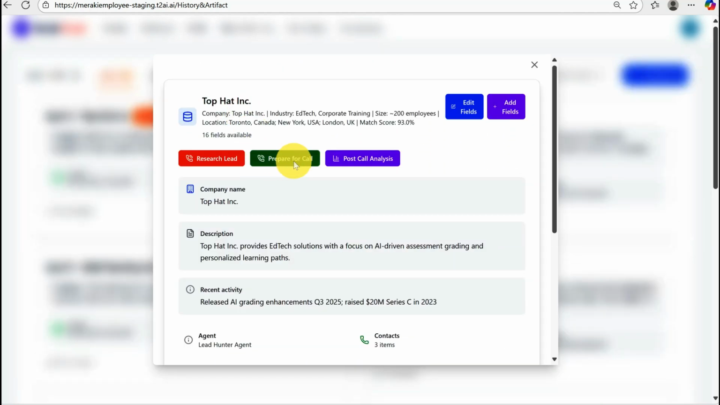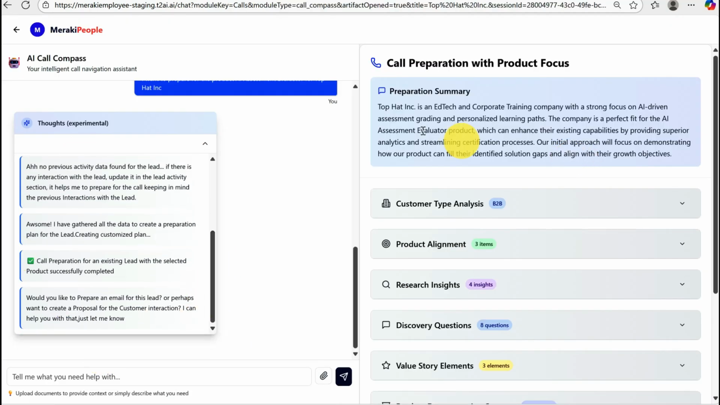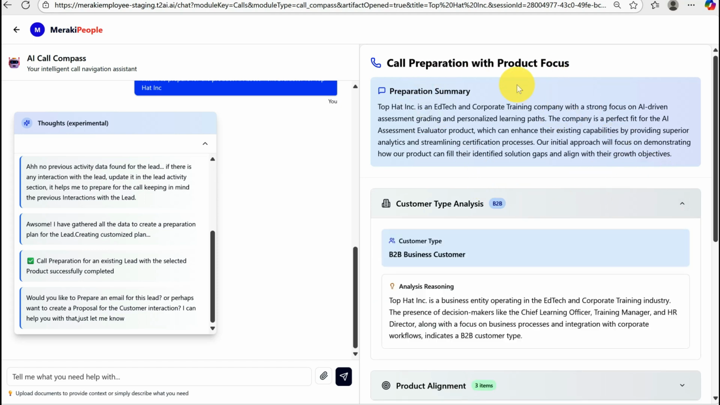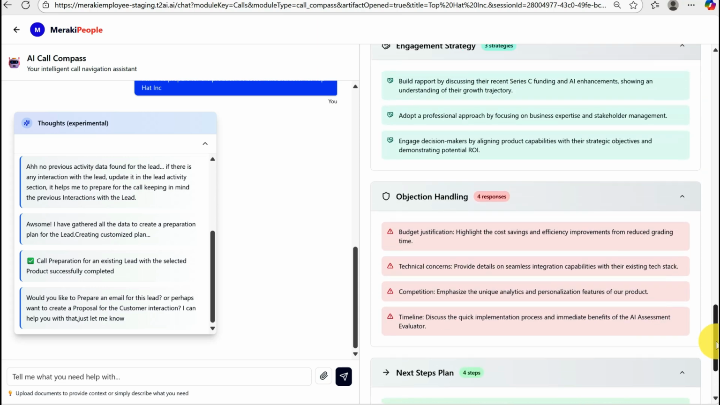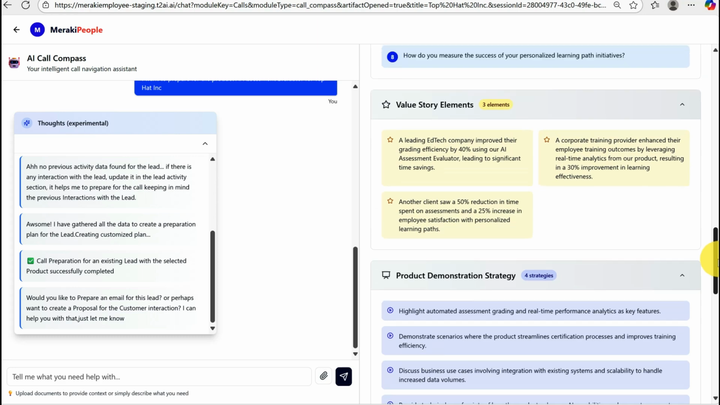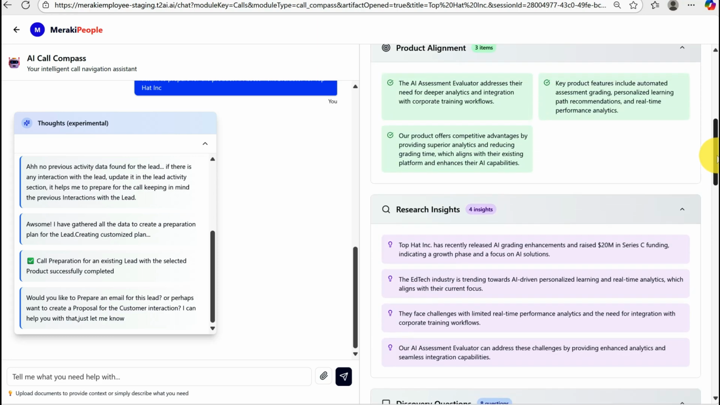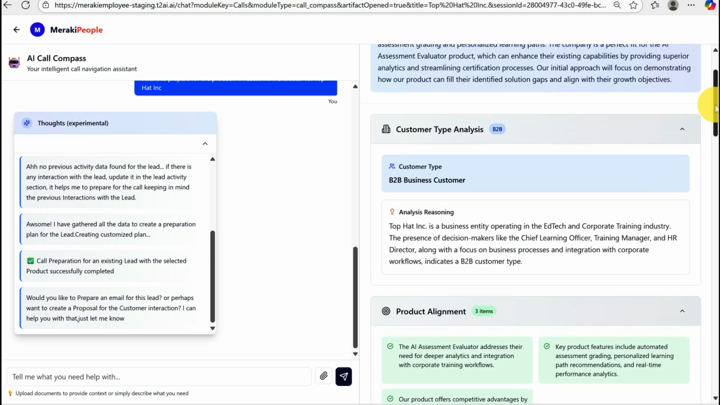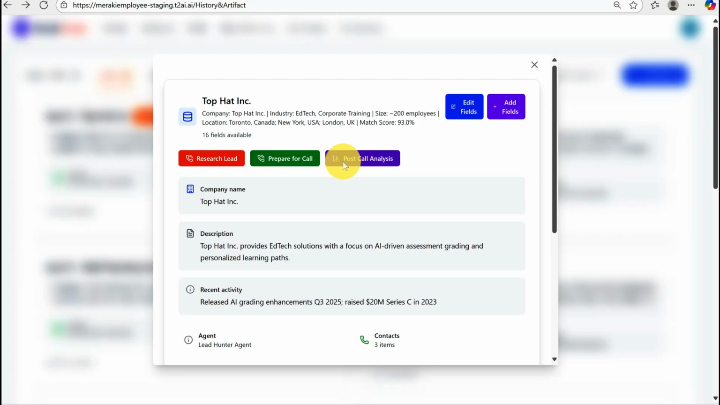What we can do is prepare for a call, and on that basis a call preparation document is created. So for Top Hat specifically, this call preparation with a product focus has been created. This is a complete call preparation report that is available to your call representatives and your sales managers to be able to research before making that call to any customer. Right now, we've made the call, and now we want to do an analysis of how the call went.